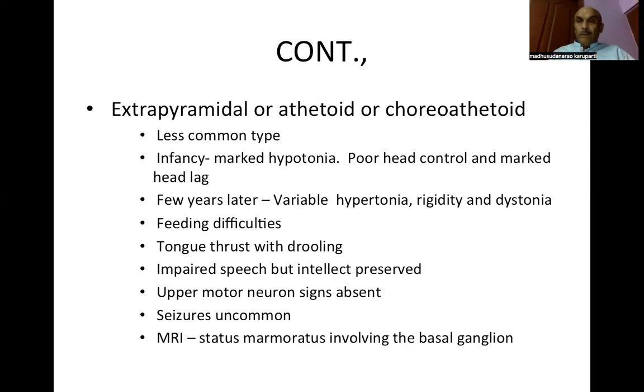And most important finding, you see the absence of upper motor neuron signs. That means there is no hyperreflexia or Babinski sign. Seizures are uncommon. MRI shows status marmoratus involving the basal ganglia.